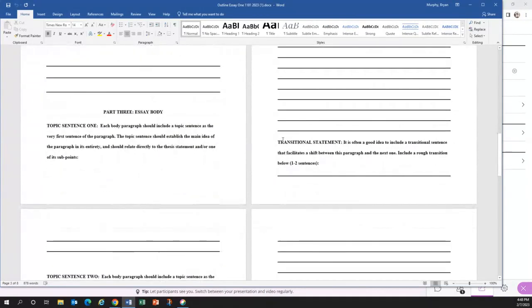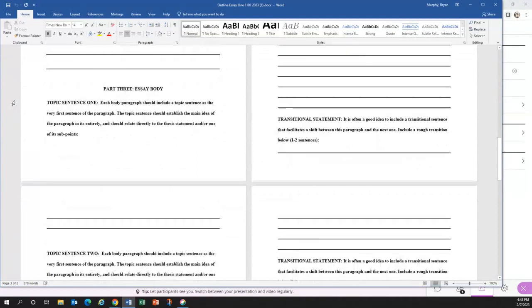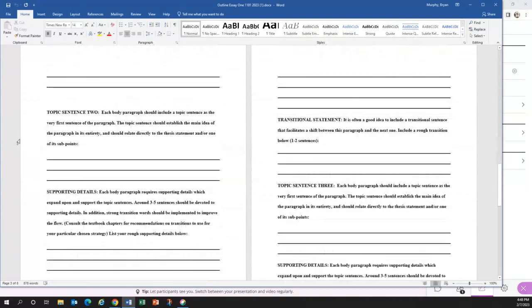Then comes a transitional statement. And transitional statements aren't really required, but they're a good idea. It's often a good idea to include a transitional sentence that facilitates a shift between this paragraph and the next one. So include your rough transition, okay? And then you're basically just going to repeat this process 2 more times.